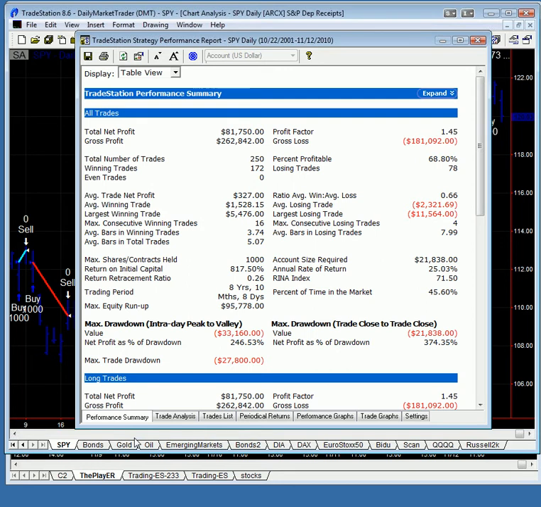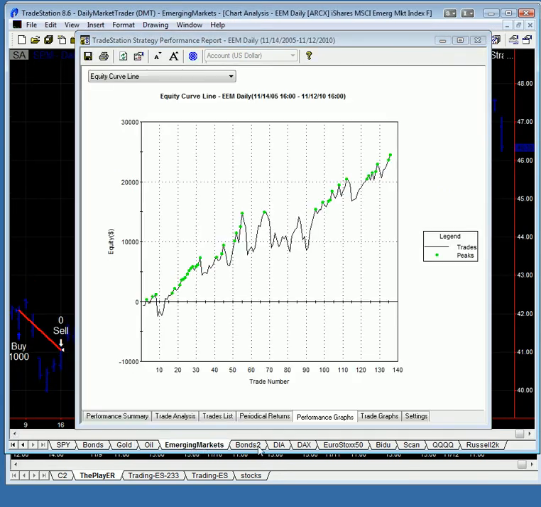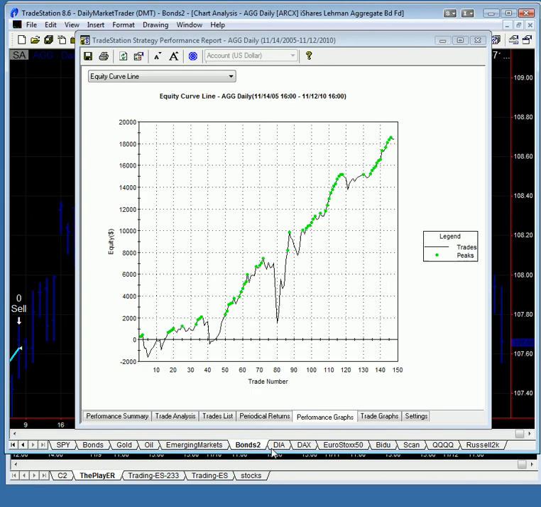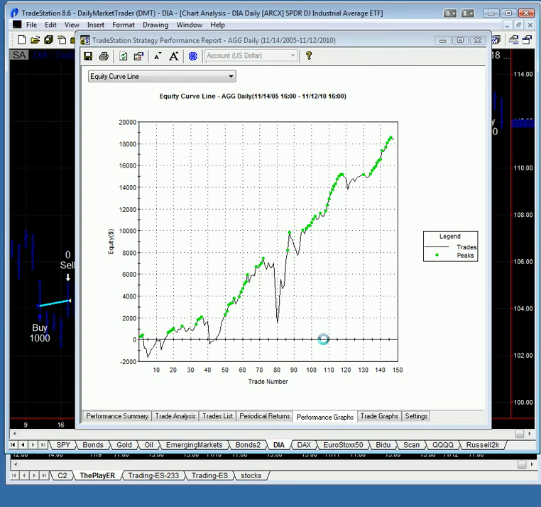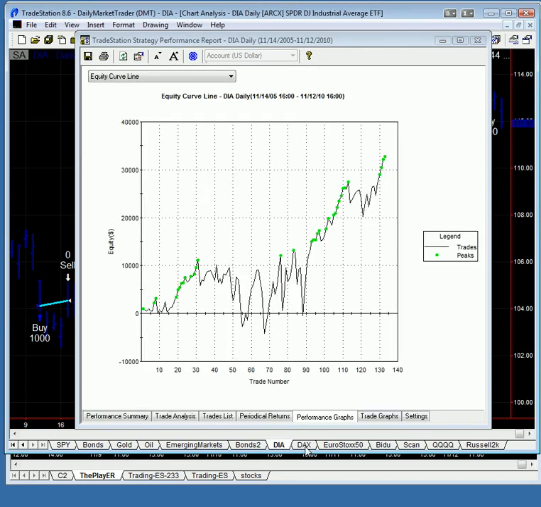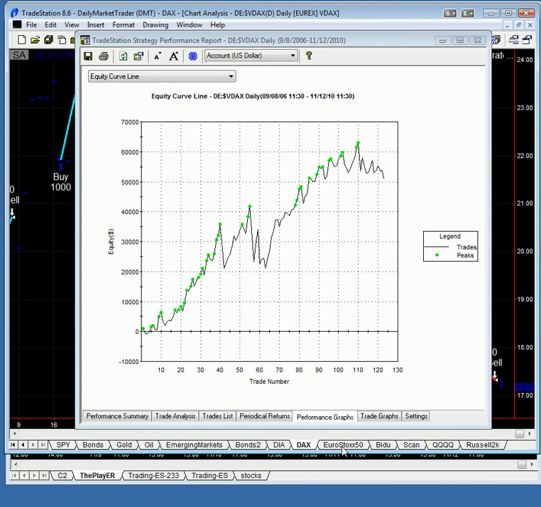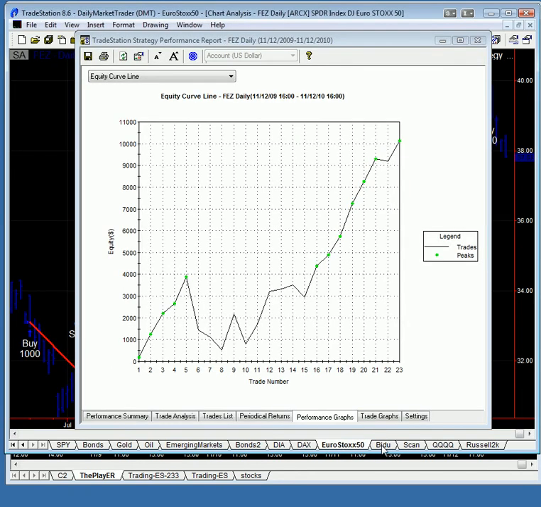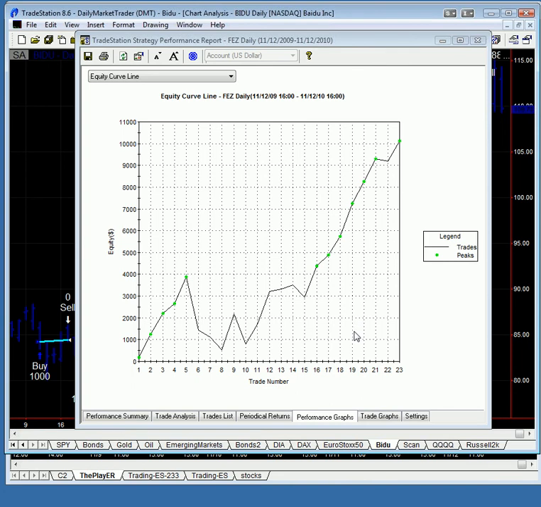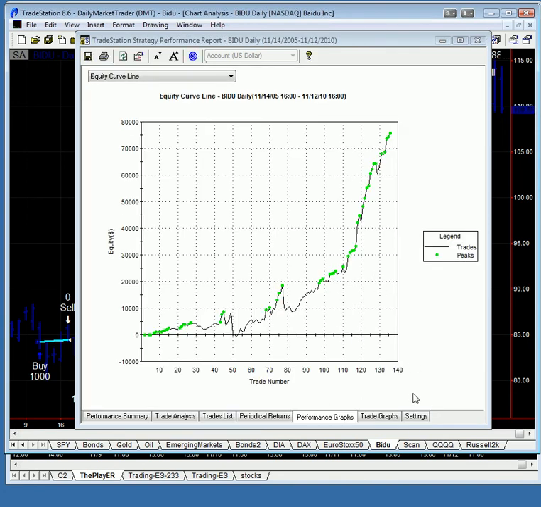There it is on bonds. There's a bond one system, new highs. There's gold, new highs, over $35,000. Emerging market, or the oil, not too well, but certainly putting up some profit. Emerging markets. Bond system number 2, again new highs, almost $20,000. Had a nasty little drawdown there, but that's why you want to remain diversified amongst markets. The diamonds, a new high. DAX, performing well. Euro Stocks 50, beautiful. Essentially straight up since May of this year. Baidu really putting in the gains right there. You see $75,000 on the Baidu.